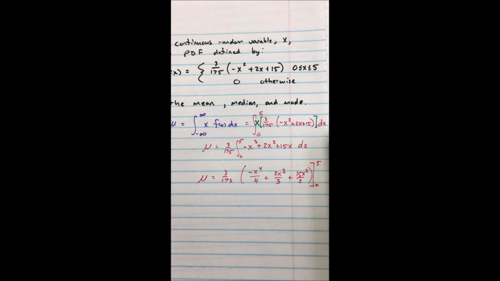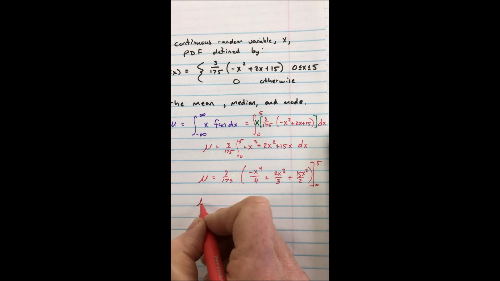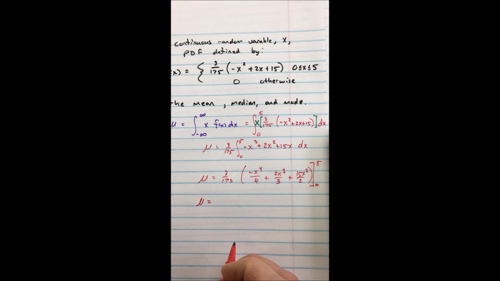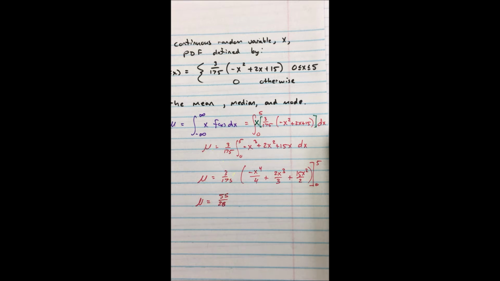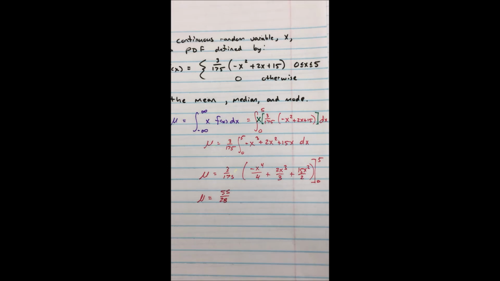So according to my calculator, the answer will turn out to be that mu is going to be, actually, I'm not looking at the calculator, I'm lying to you. I'm actually just looking in the textbook that I took this problem from. According to the textbook, sorry, lost the page. Here we go. We should end up with 55 over 28. So that would be our mean, our expected value, 55 over 28.